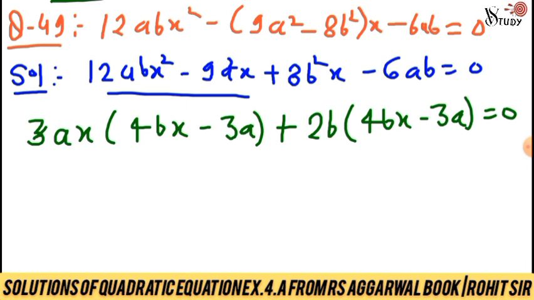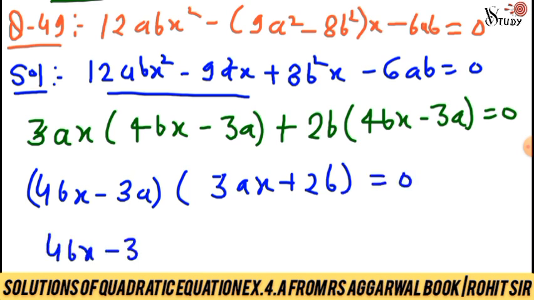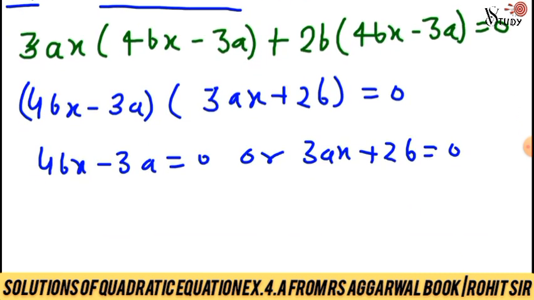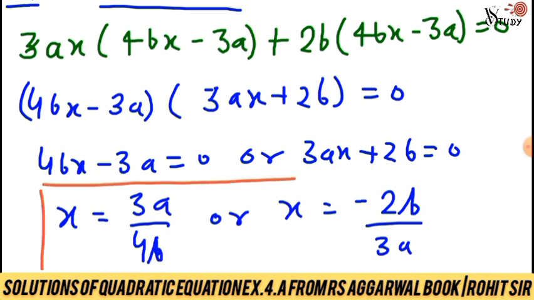Now (4bx negative 3a) is the common multiple of both the terms, so we take it out as common, and we have (3ax positive 2b) is equal to 0. Now put 4bx negative 3a is equal to 0, or 3ax positive 2b is equal to 0. Now after solving this, x is equal to 3a upon 4b, or x is equal to negative 2b upon 3a. This is the solution of this quadratic equation.